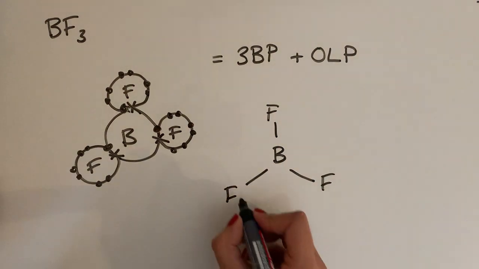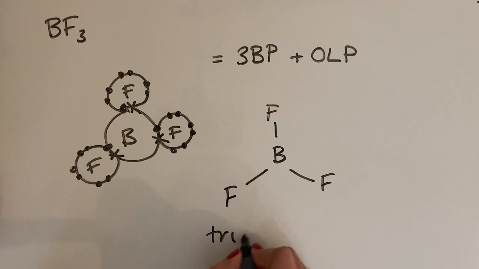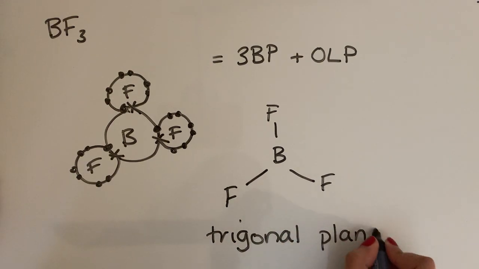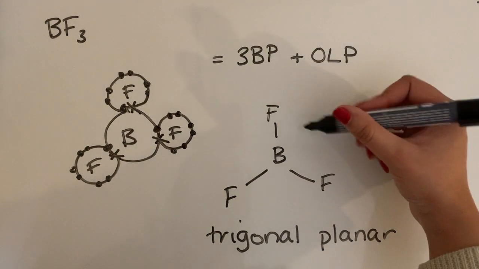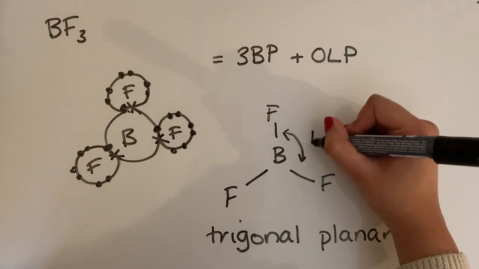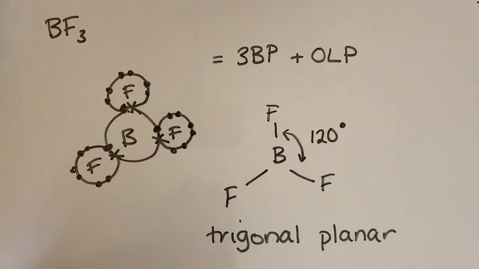And we call this shape a trigonal planar shape. Planar just means it's a flat molecule. So it's a trigonal planar shape, and the bond angle, hopefully you can tell, is going to be 120 degrees. So if you have 3 bond pairs and 0 lone pairs around the central atom, that will give rise to a trigonal planar shape with a bond angle of 120.